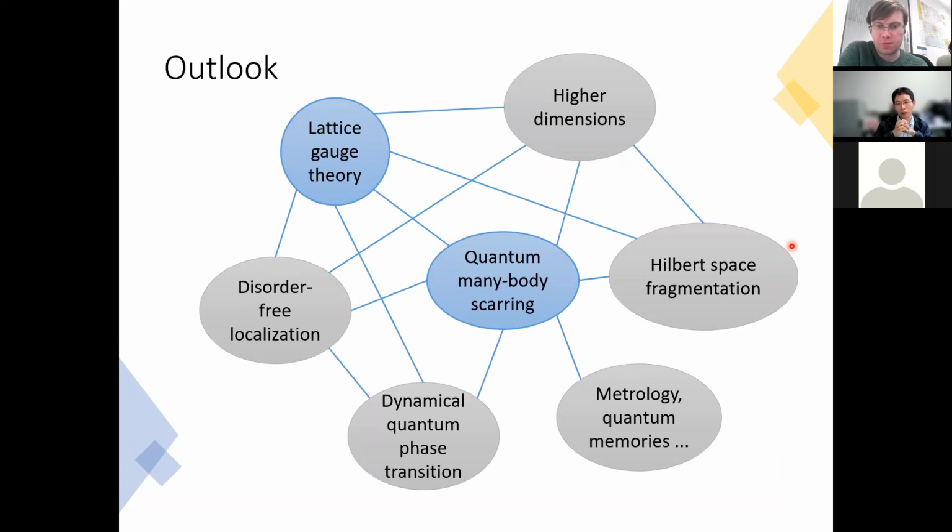For example, we can go to higher dimensions because we are a two-dimensional system. In fact, effectively, we can do other experiments in higher dimensions or explore this connection to Hilbert space fragmentation or disorder-free localization or dynamical quantum phase transition. And also this possibility to do quantum metrology or build quantum memories with a scarred system.